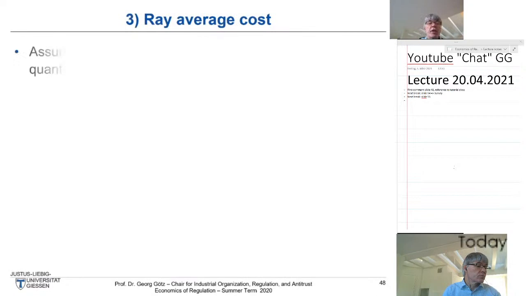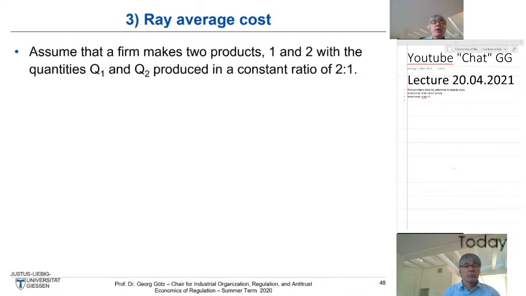Ray average cost assumes that a firm makes two products, the Touran and the Polo, in a given quantity, in a given ratio. So suppose all of the cars Volkswagen makes are made up of two parts Polos and one part Touran.